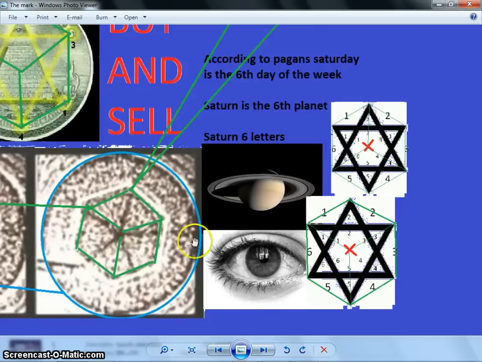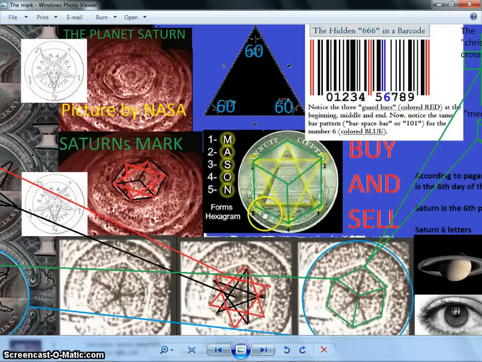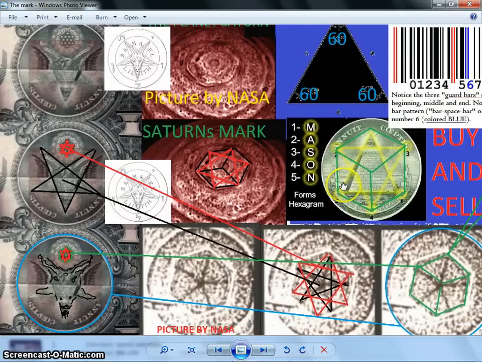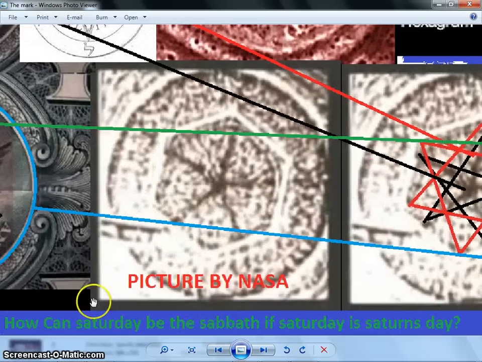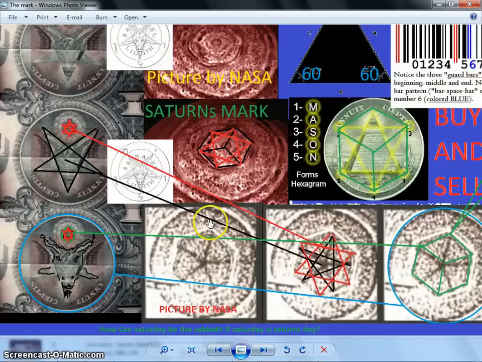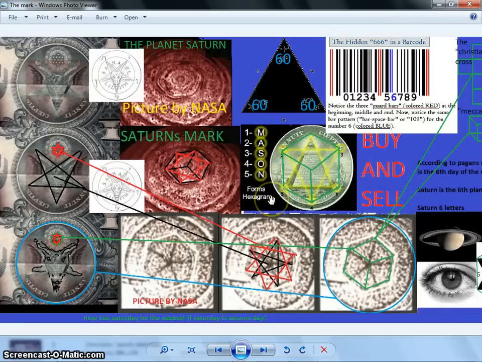So there's multiple ways to view things. It's not how I want you to see it. It's how you basically want to see it. And I have this question at the bottom: how can Saturday be the Sabbath if Saturday is Saturn's day? I have a lot of unanswered questions. Sunday is the sun's day, Monday is the moon day. You know, when is the Sabbath? That's an important question for religious folk if they want to participate in the fourth commandment.